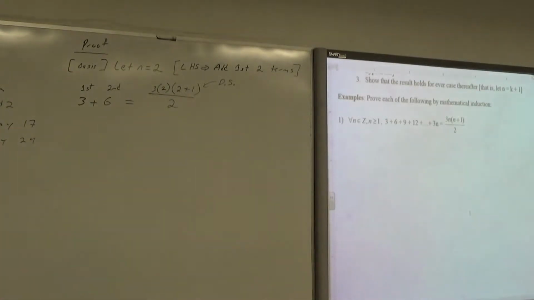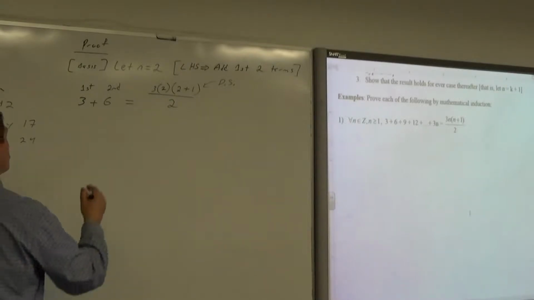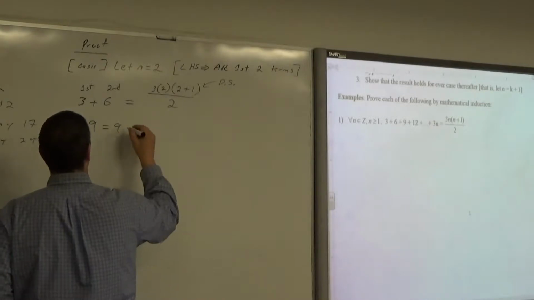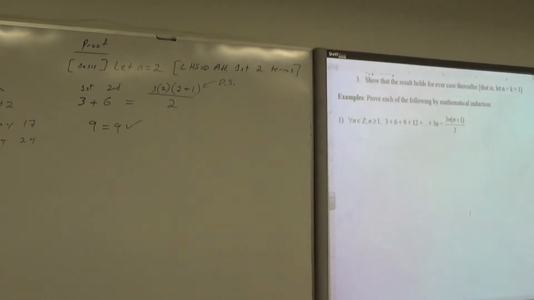All we have to do now is just do a basic computation, and I think everybody in here can see the left-hand side is 9. The right-hand side is going to be 6 times 3 divided by 2, which is also 9. Okay, so this would be 9 equals 9. And I'm not good at math, but that seems like it's going to be valid.